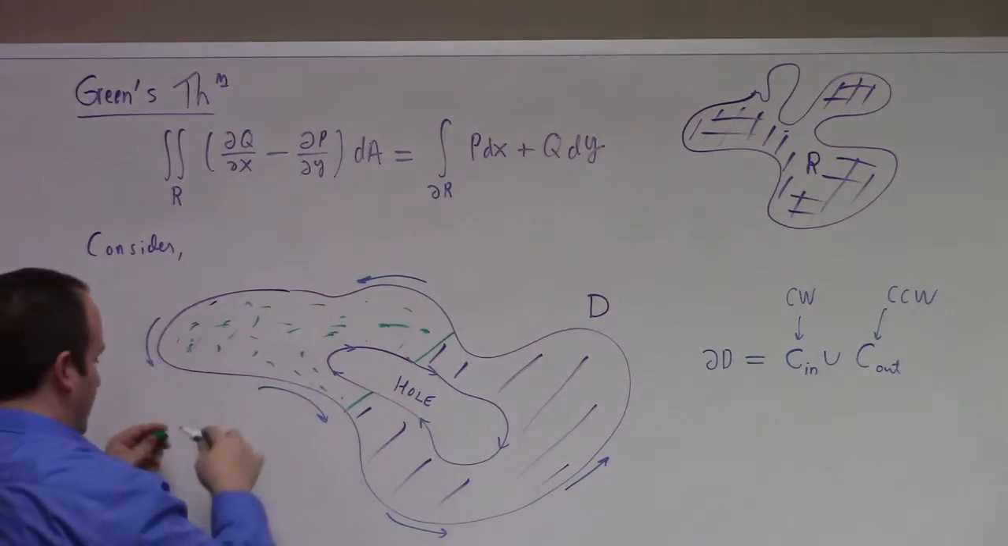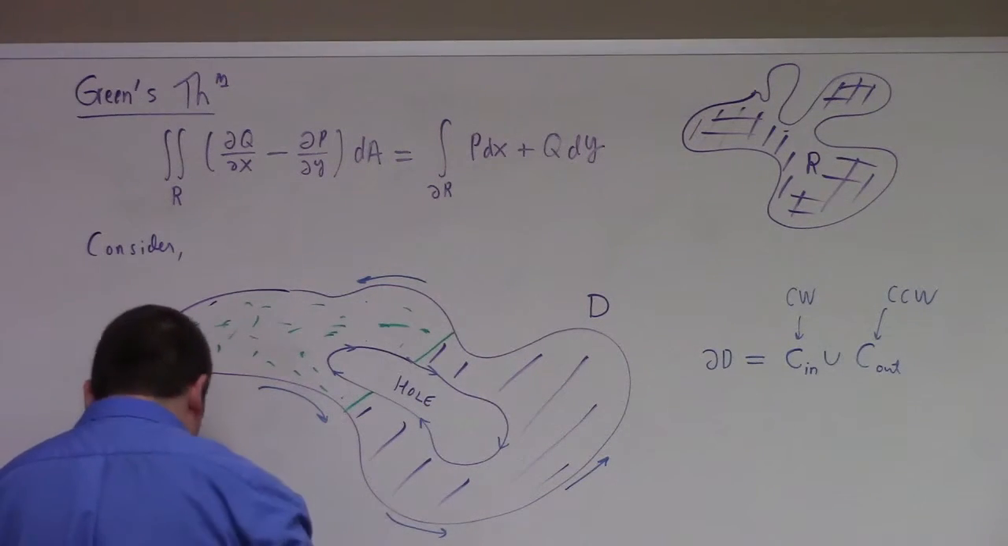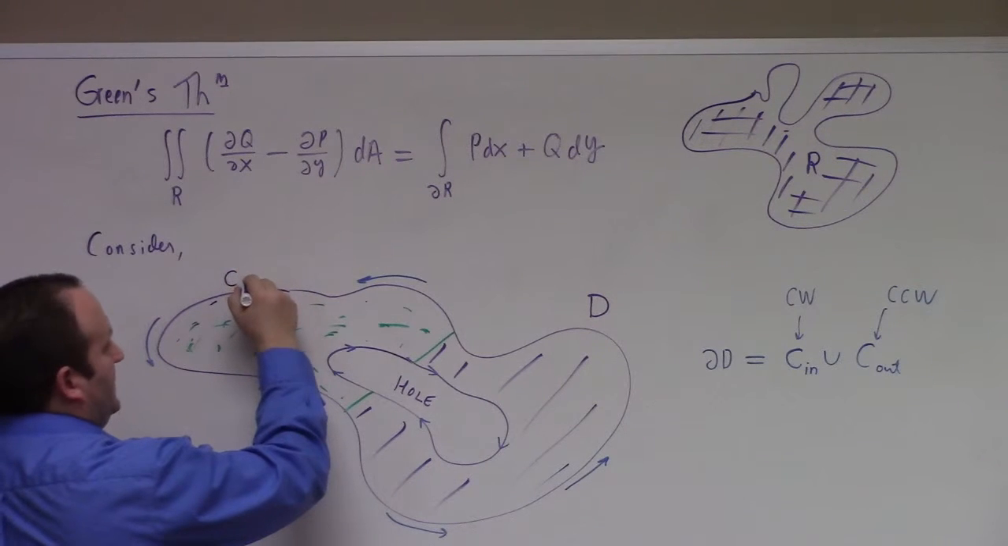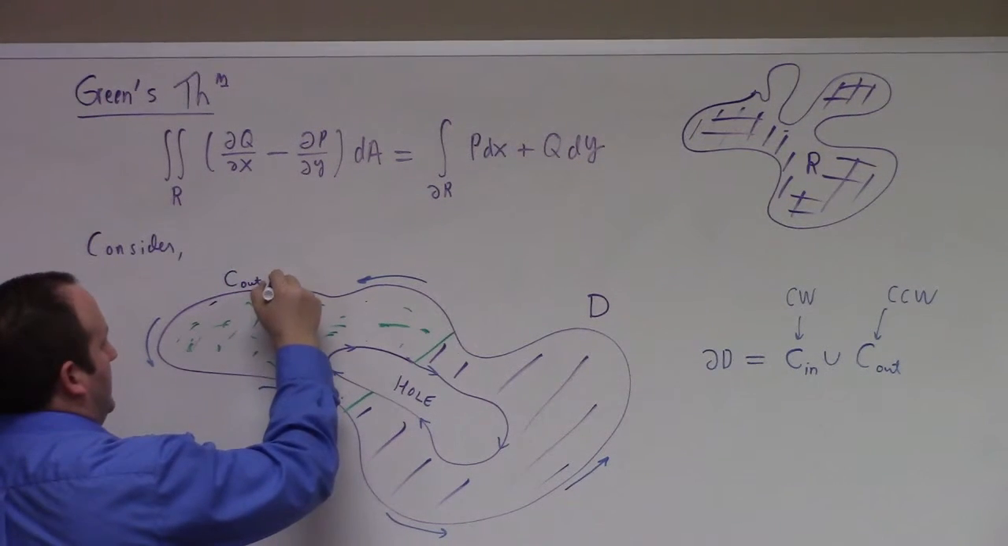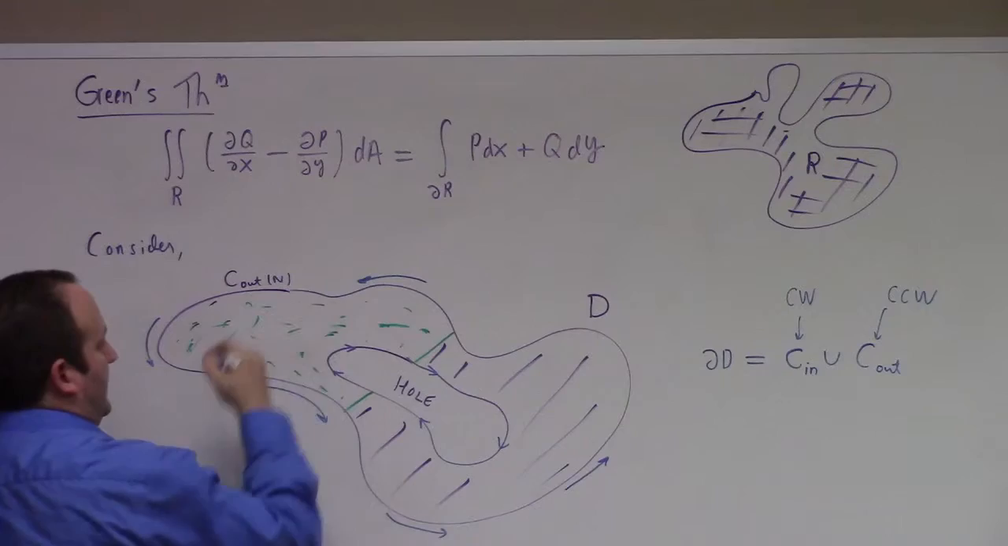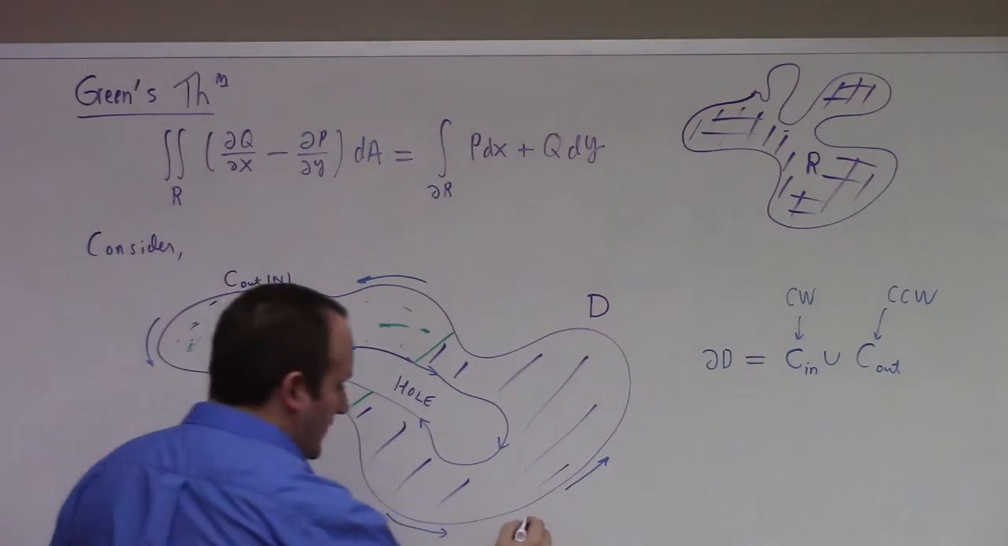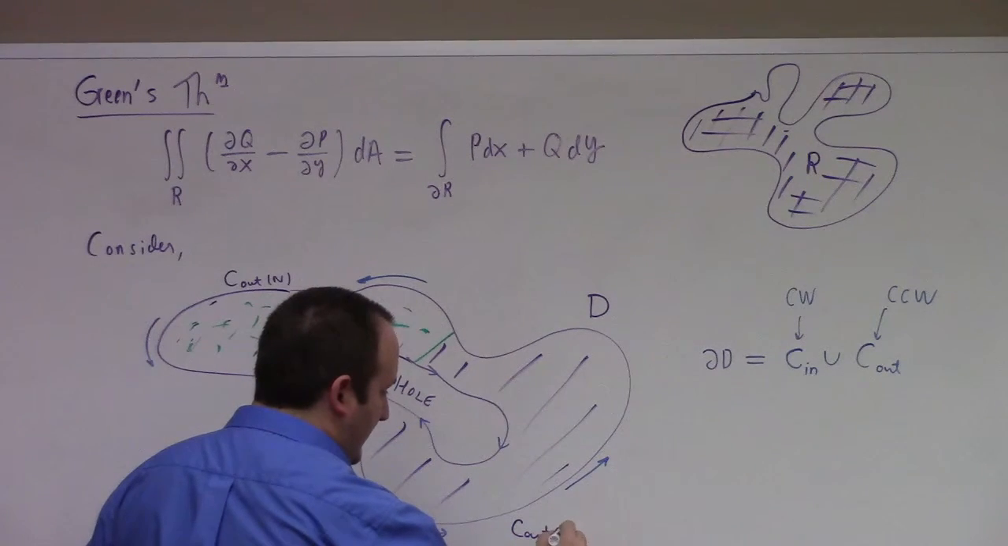So I need to come up with a name for this. Let's say that this is C out, the north piece, all right? So you have the north piece of the C out, and down here, we'll say we have the outer piece, the south piece, right?